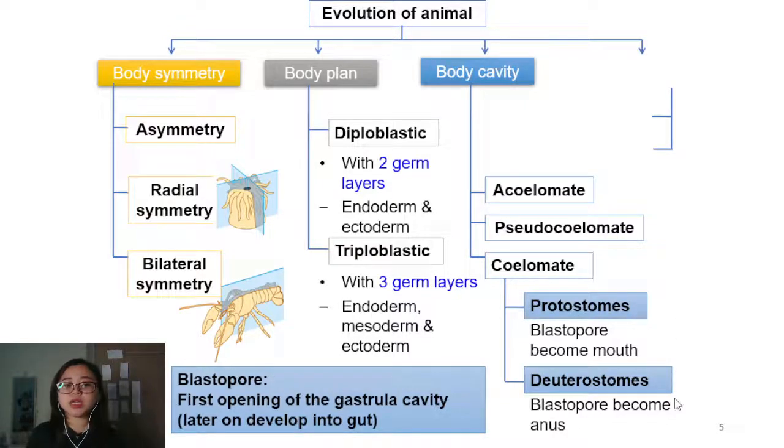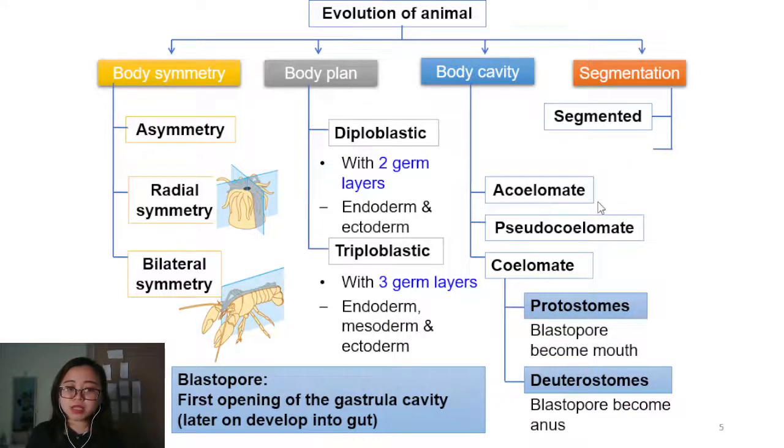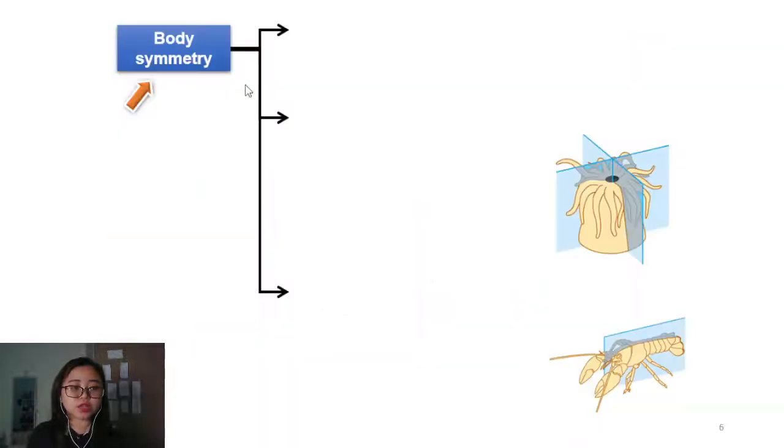But actually this is quite an important thing if you want to go and learn more about animal diversity or animal evolution in the future. You should know about protostomes and deuterostomes. Okay, now we move on to the fourth criteria that we look at when we study evolution of animals, which is segmentation. Is the body segmented or unsegmented?